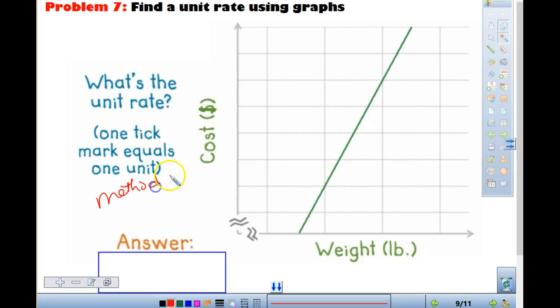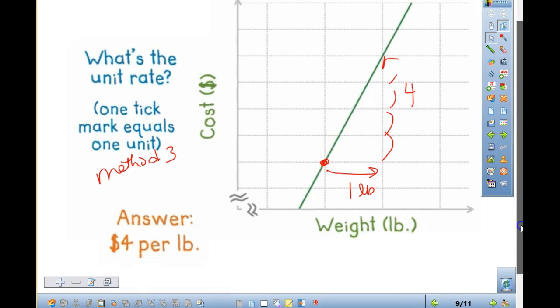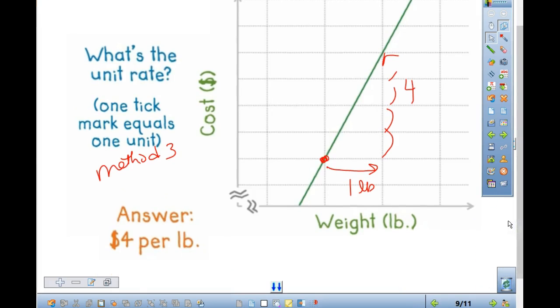So in method 3, on your graphs today, you have no numbers. But what you notice is that you are moving 1 unit over, so per 1 pound, okay? So this is 1 pound. How far did we go up? We went up 1, 2, 3, 4. So because we went up 4 as I am looking at this, my answer was $4 per pound. And that was simply by using those 3 methods. So when you do your homework tonight, it's going to be very similar. You're going to keep referring back to those 3 methods as you look at your work.